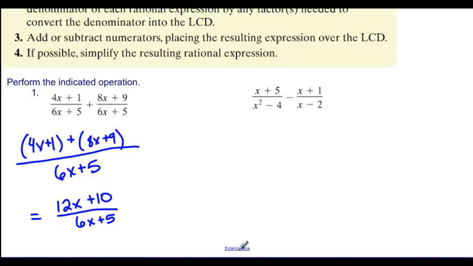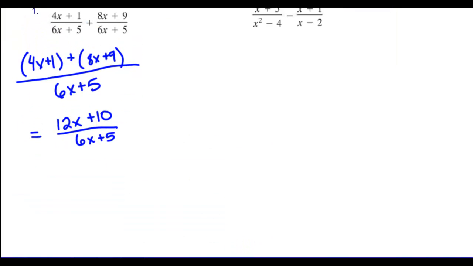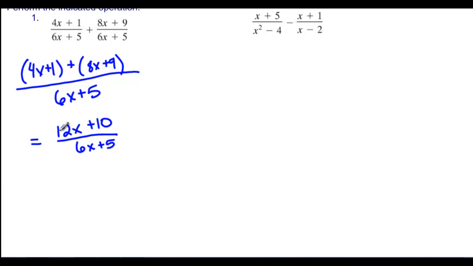Now, one of the tricky things we have to remember is that we're always looking to see if we can factor. So the 12x plus 10, there's a 2 in common, so we can pull a 2 out on top. So we're going to have 2 and be left with 6x plus 5 on top over 6x plus 5. And now the 6x plus 5s are going to cancel. And we'll just get 2.